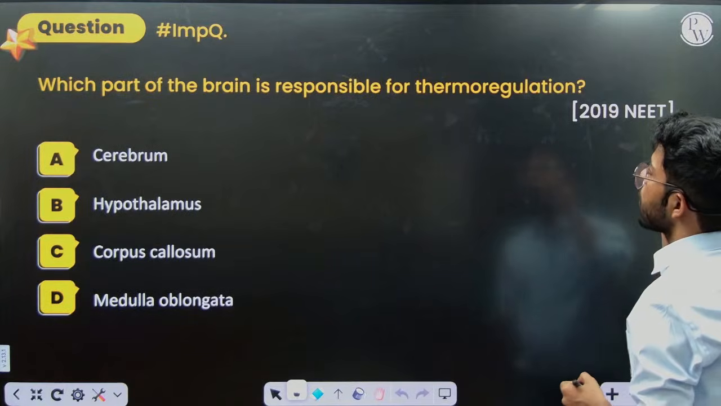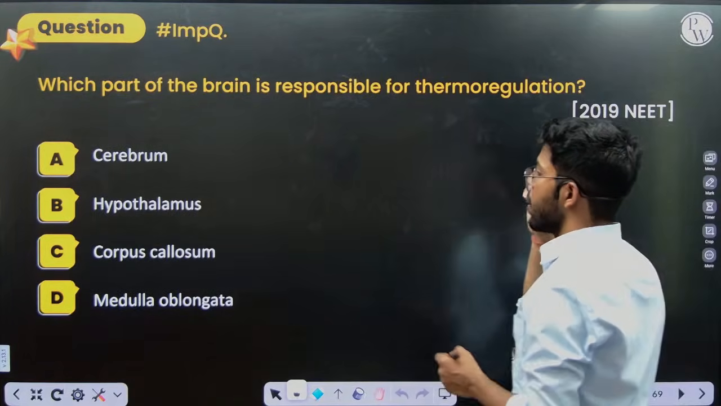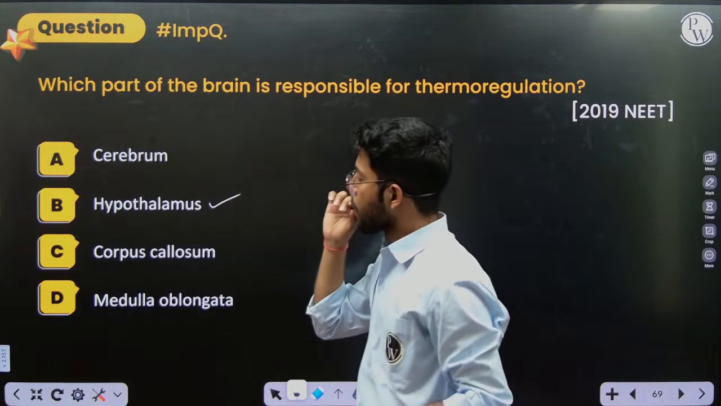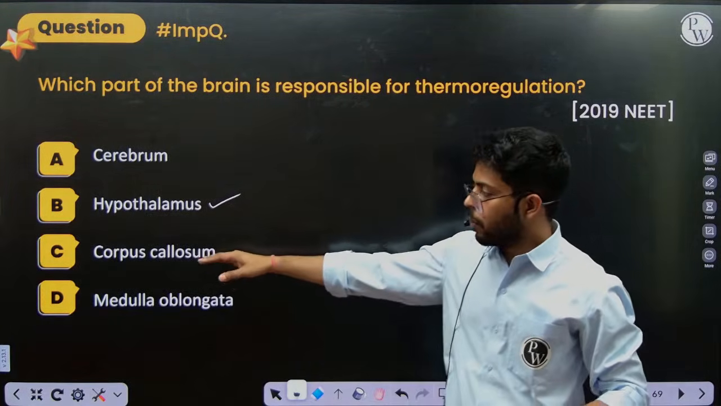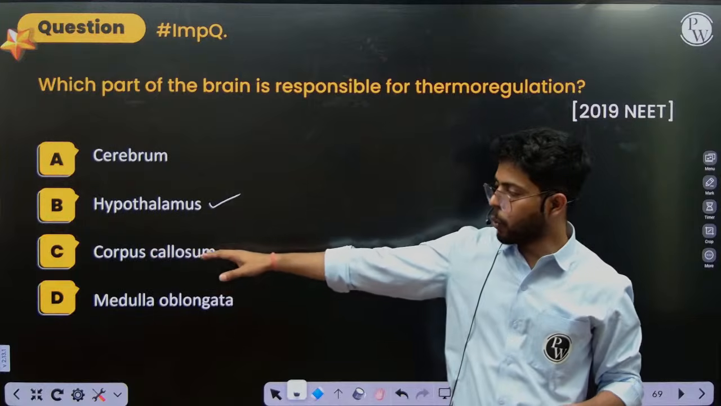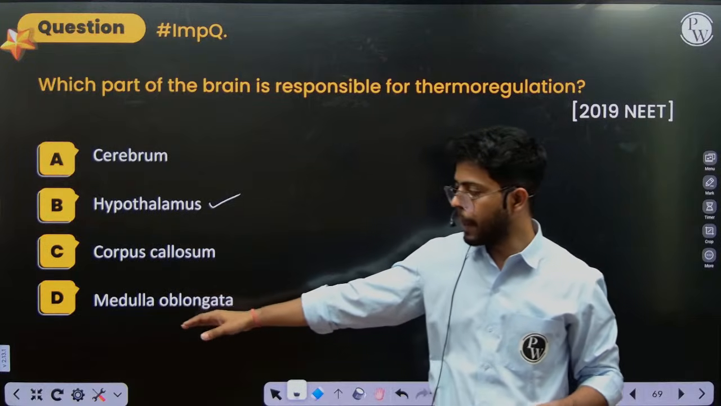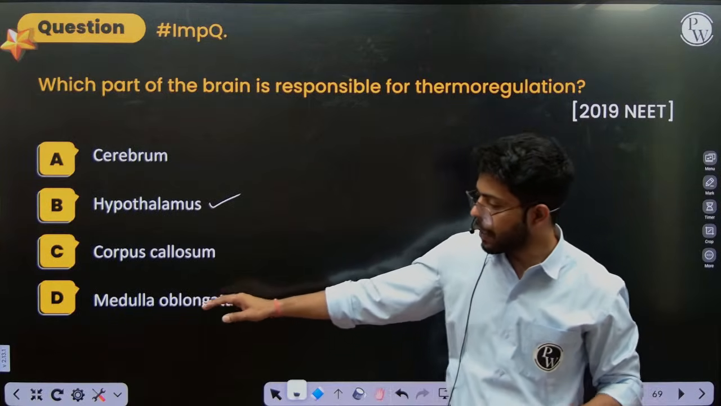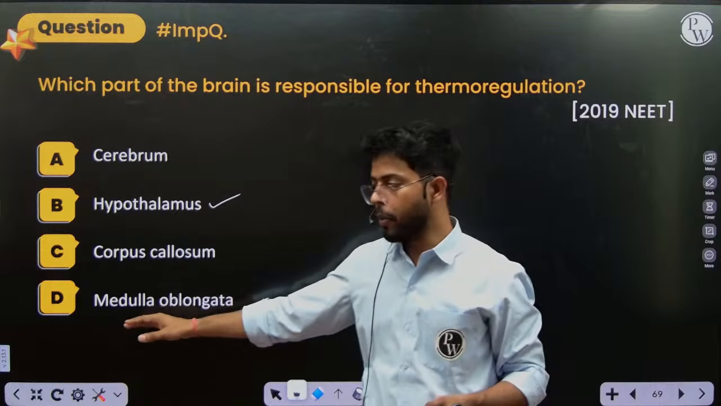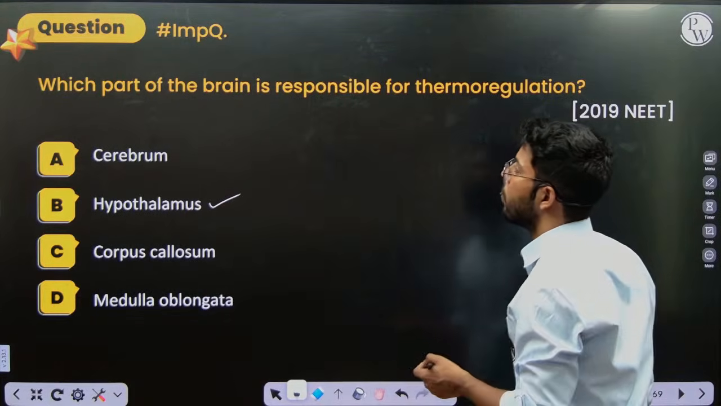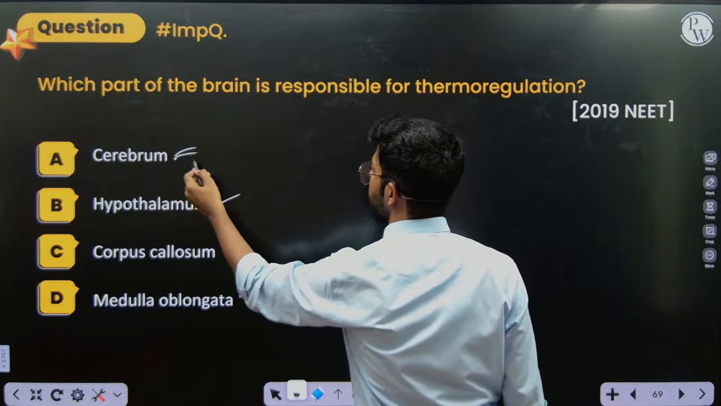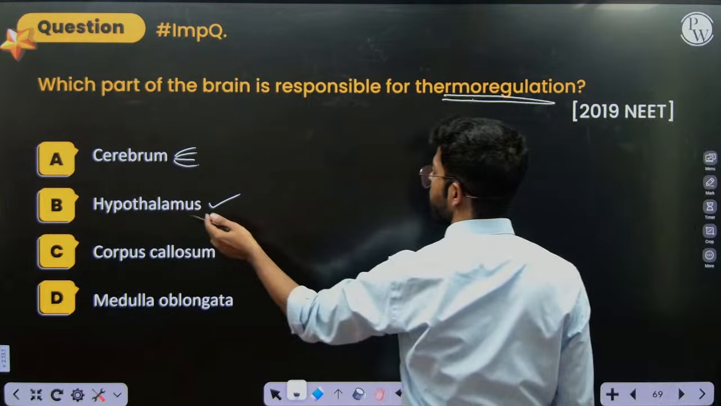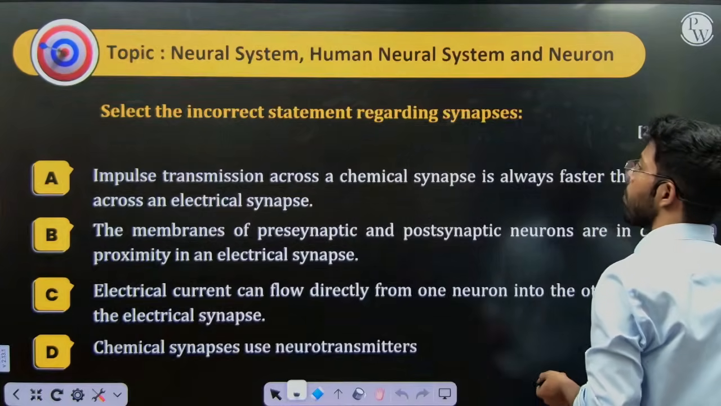Which part of the brain is responsible for thermoregulation? Very easy question, hypothalamus. The corpus callosum connects or joins the two hemispheres. The medulla oblongata has the respiratory center, cardiovascular reflexes, and gastric stimulations. The cerebrum has different functions. But here the question is asking about thermoregulation. That's why the answer is hypothalamus.